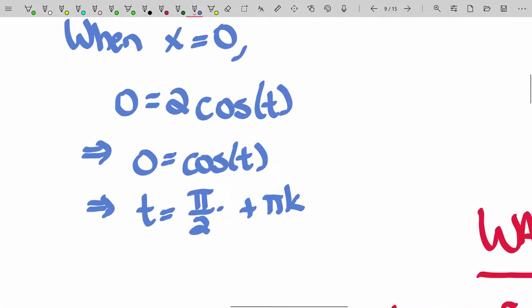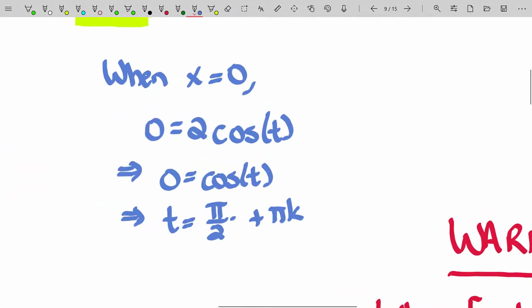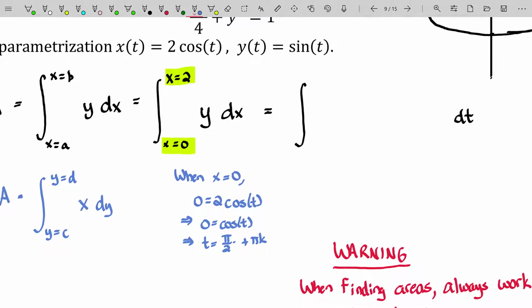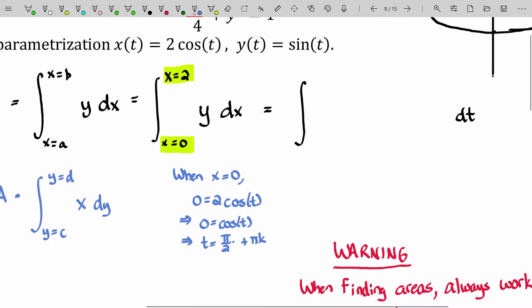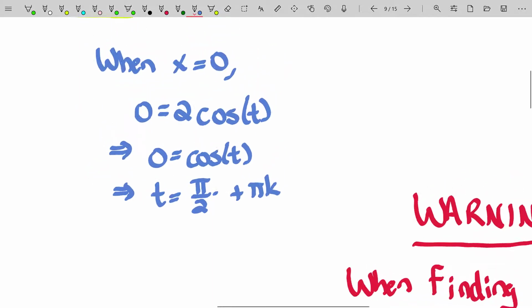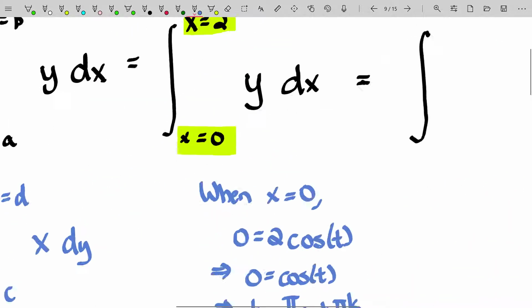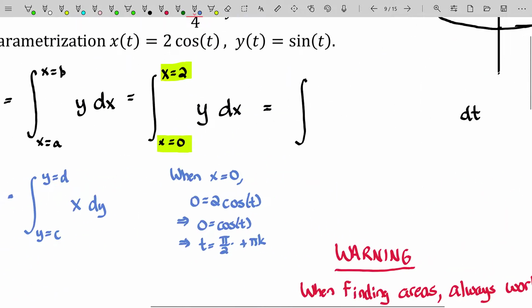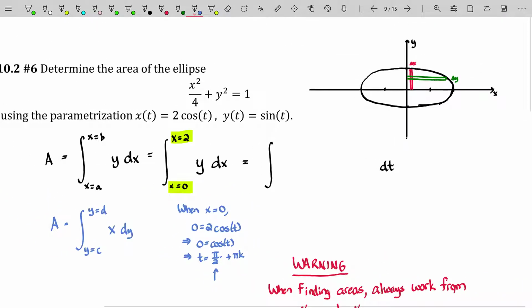Well, when x is 0, then 0 equals 2 times the cosine of t. That's because x of t is twice the cosine of t, which means the cosine of t will have to be 0, which means t itself has to be pi over 2 plus any multiple of pi thereafter. Now, if you think about this, when x is 0, that's likely going to correspond to time equals pi over 2. Let's go ahead and plot that down on our graph over to the right-hand side.